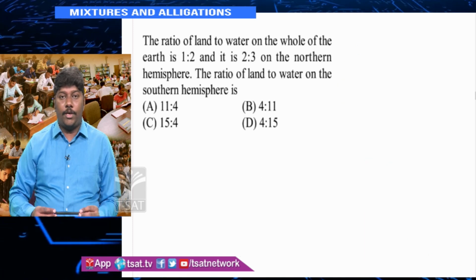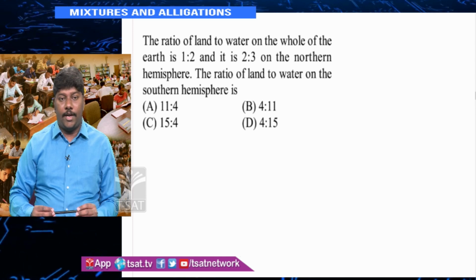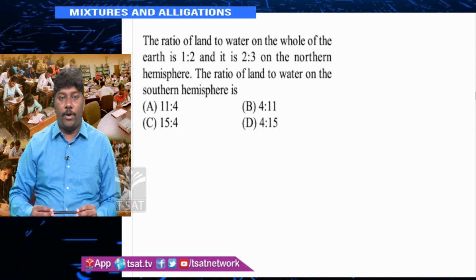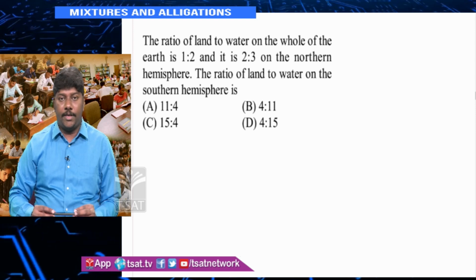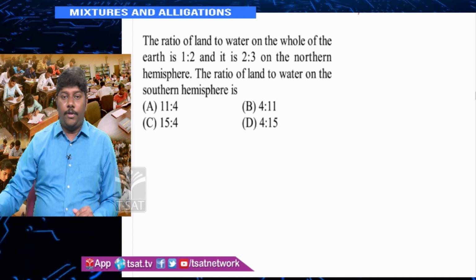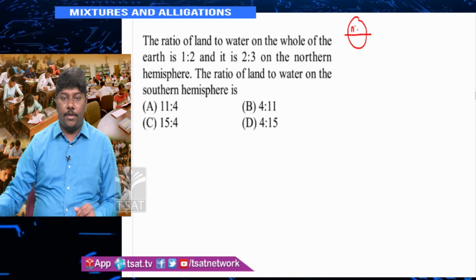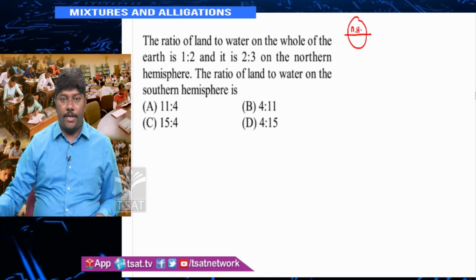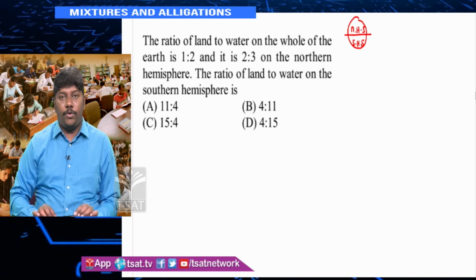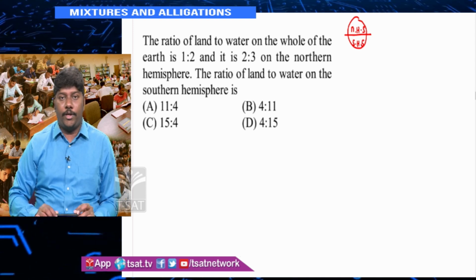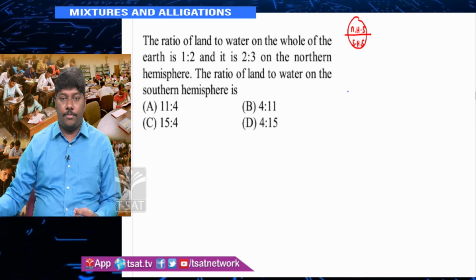The ratio of the land and water on the whole earth is 1:2, and it is 2:3 on the northern hemisphere, and the ratio of the land and water on the southern hemisphere. So here, instead of telling mixture, he is giving you the whole of earth, northern hemisphere and southern hemisphere. If you look at the whole earth, area wise, northern hemisphere and southern hemisphere occupy equal areas. Therefore, you are actually mixing them in 1:1 ratio.